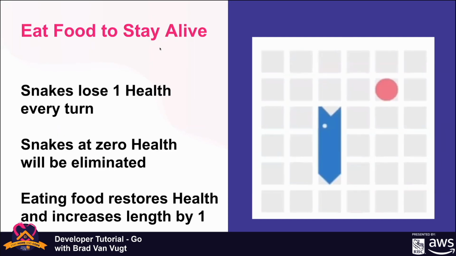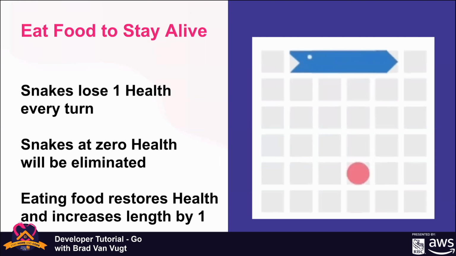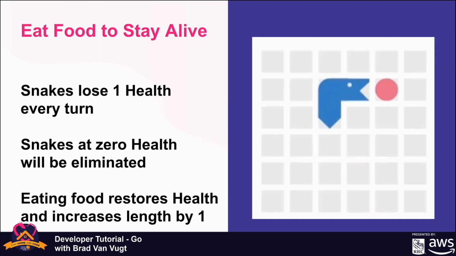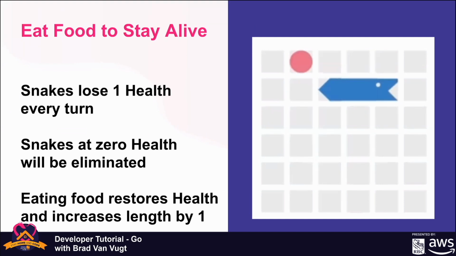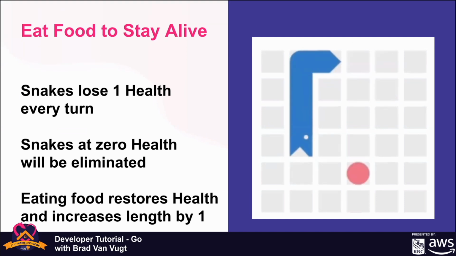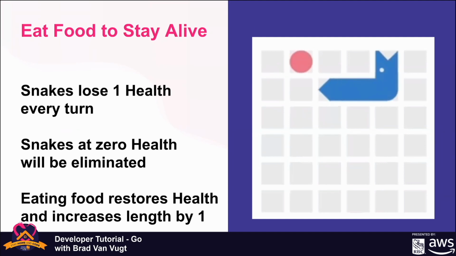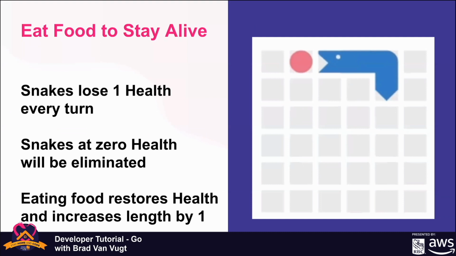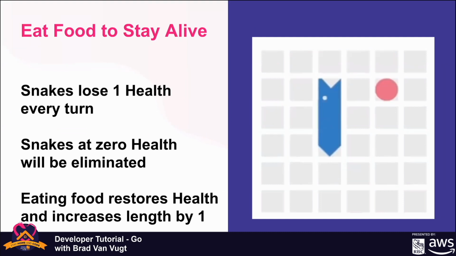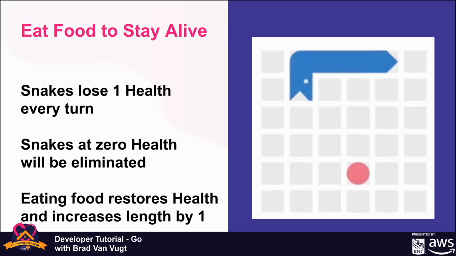Your snake also has health. Your snake starts the game with 100 health, and then on every turn, your snake is going to lose 1 health. You'll see this on the game board in a second. Your health will decrease slowly as the game continues. If your snake ever reaches 0 health, then it will be eliminated also. So you need to make sure that your snake never reaches 0 health.